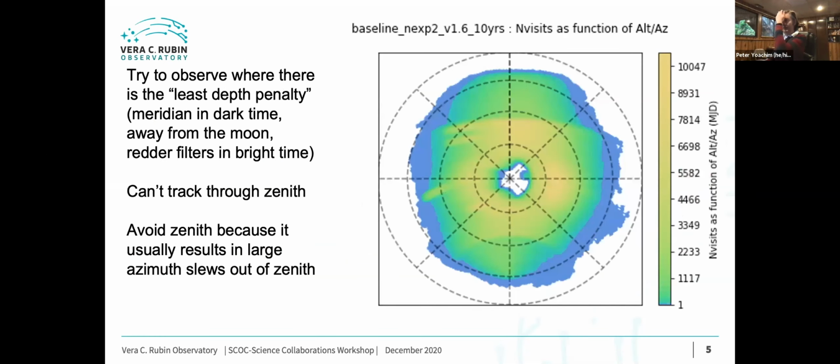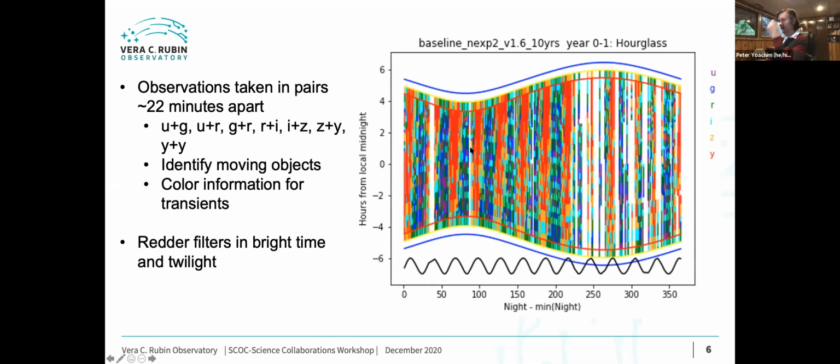So as we talked about before, we try to observe where there's the least depth penalty. So that means on the meridian, we avoid zenith because we can't track through it. And we've seen this plot before. We're observing in pairs. We usually do neighboring filters, U plus G. We can also do U plus R, but G plus R plus I plus Z, Z plus Y, or Y plus Y. And we space those 22 minutes apart.